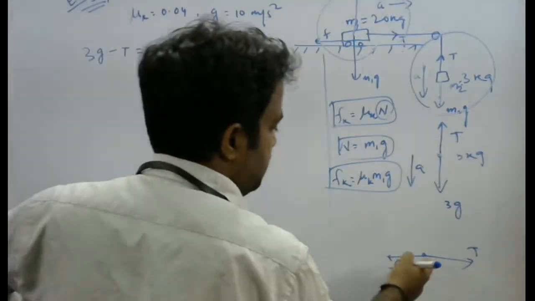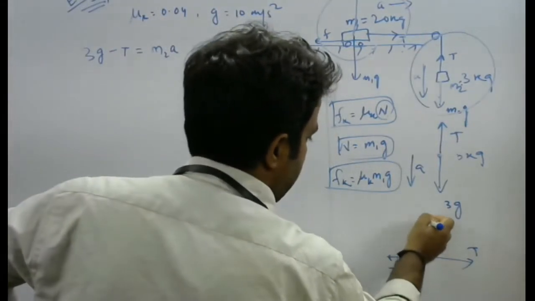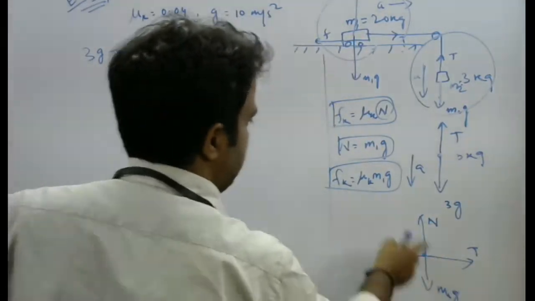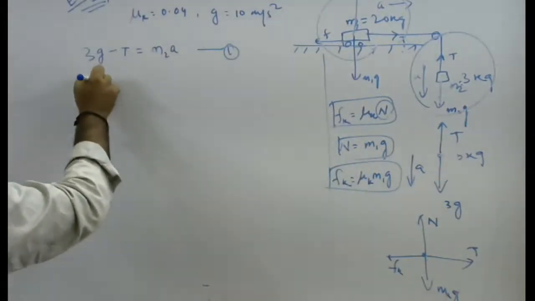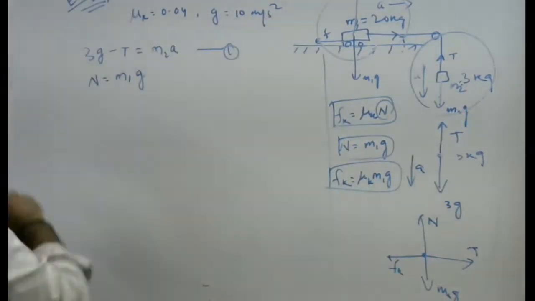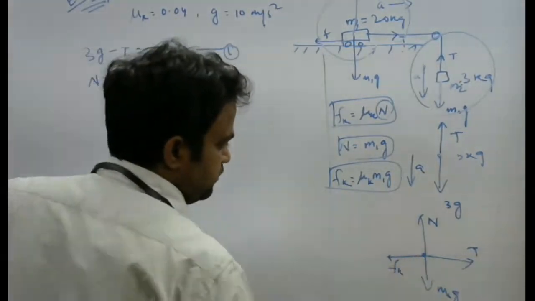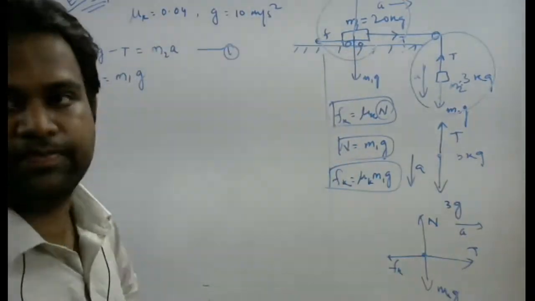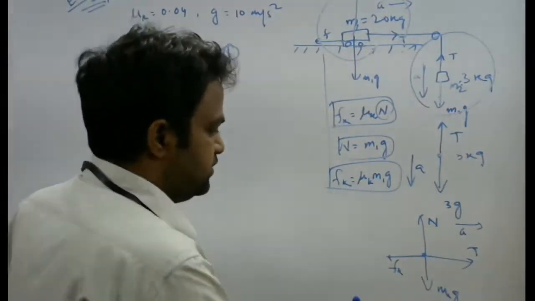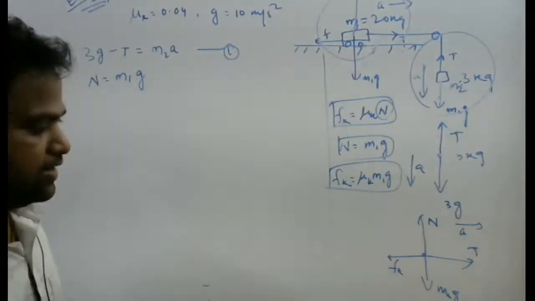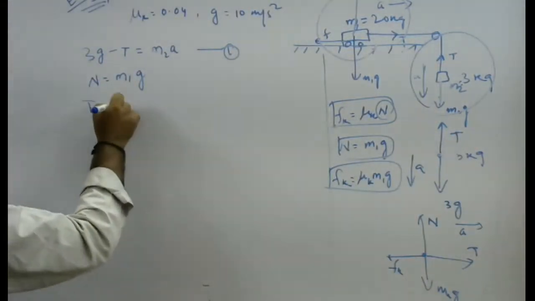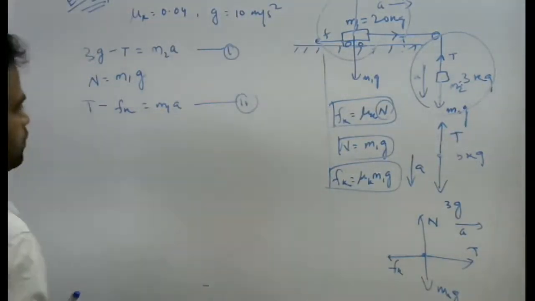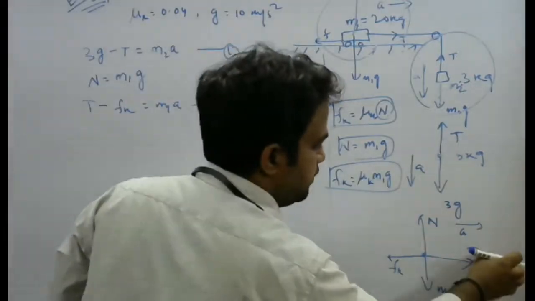Clear? So in this free body diagram, N is upward and M1G is downward. N is equal to M1G, that is one expression. The other one is, the object is accelerating towards the right side, or the acceleration is towards right. That means what can I write? I can write that T minus Fk is M1A, equation 2. Clear? Because the object is going towards right.